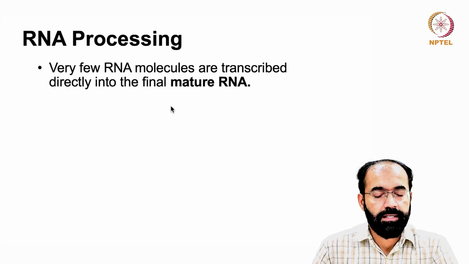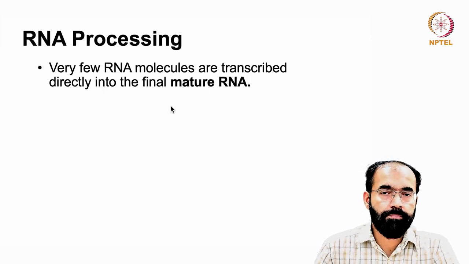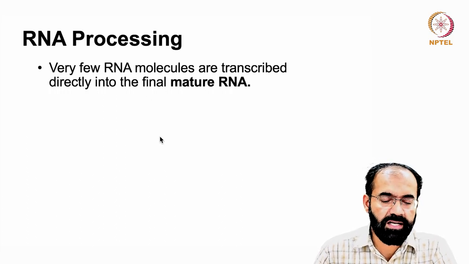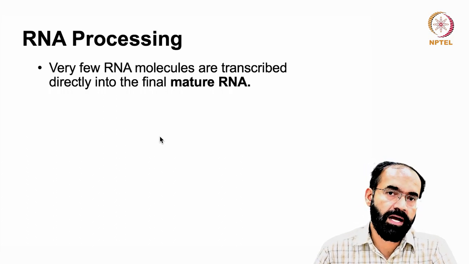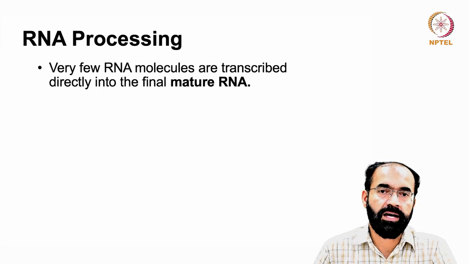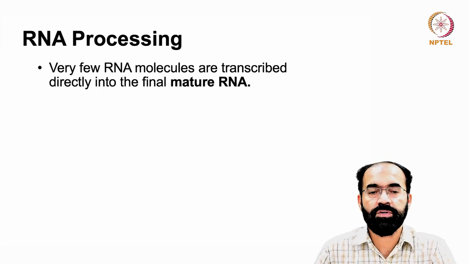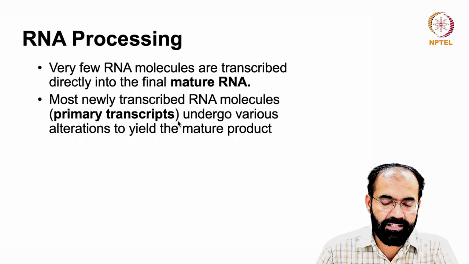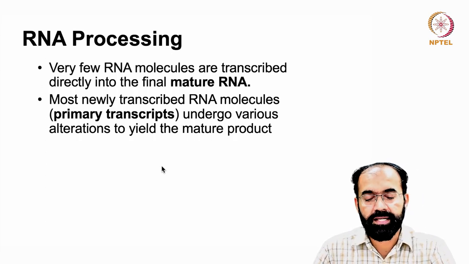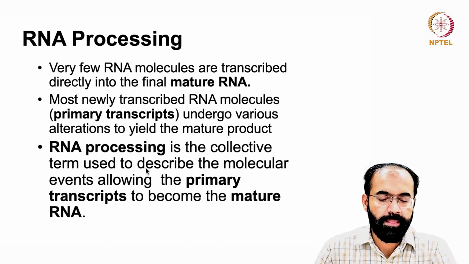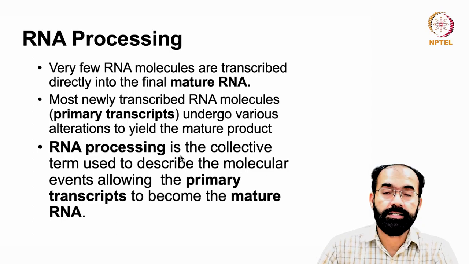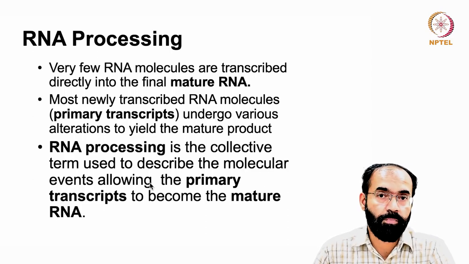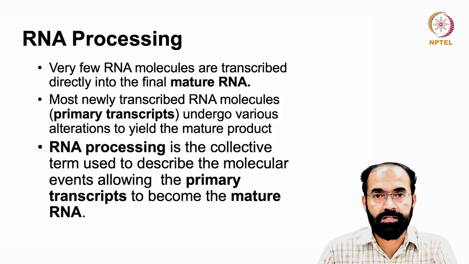RNA processing is a very deep field, and we are still learning a lot about it. Very few RNA molecules are transcribed directly into final mature RNA. Every RNA, in some way or the other, requires some kind of processing before it can function. Most newly transcribed RNA molecules, referred to as primary transcripts, undergo various alterations to yield the mature functional RNA molecule. RNA processing is the collective term that we use to describe the molecular events following the production of the primary transcript, leading to the functional, mature transcript.